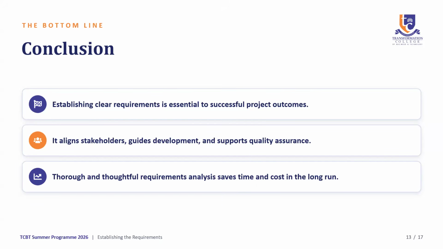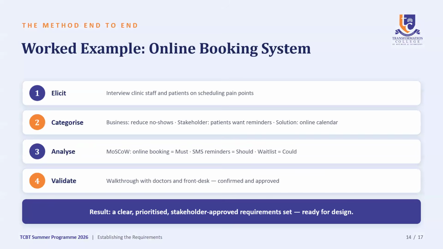Conclusion: establishing clear requirements is essential to successful project outcomes. It aligns stakeholders, guides development, and supports quality assurance. Thorough and thoughtful requirement analysis saves time and cost in the long run. Again, we go through them. Once again, we elicit and categorize business needs, where the business explains to you what exactly its challenges are, in what order it needs solutions, what is paining it the most and where it needs solutions the most.